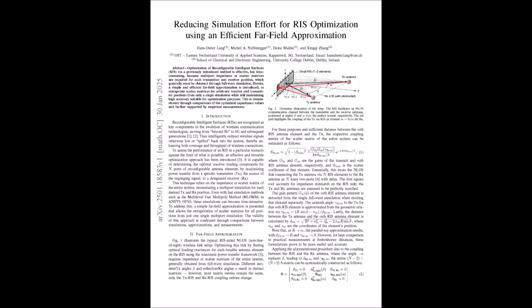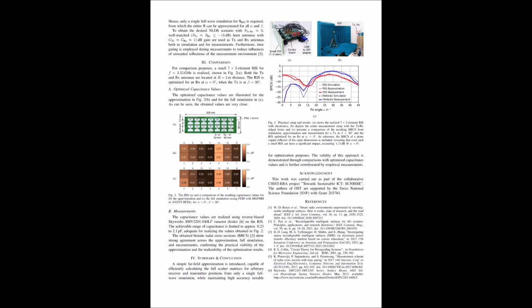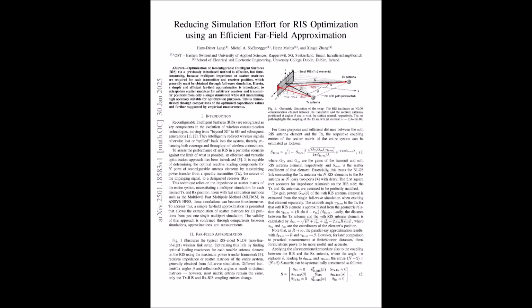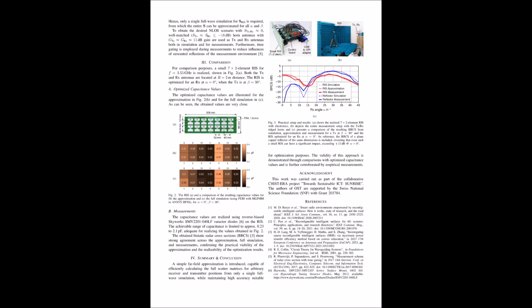So horn antennas, time gating, these are all about getting clean, accurate measurements, right? So what did they find? Did the approximation hold up? Well, they compared the optimized capacitance values for each element on the RIS obtained through their approximation with those from a full simulation. And take a look at figures 2B and 2C. The results are strikingly similar.